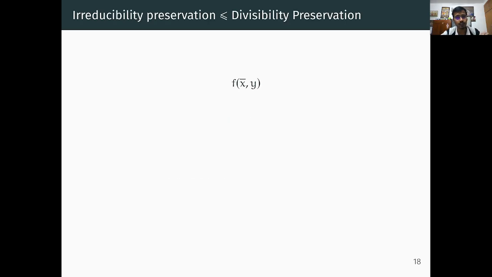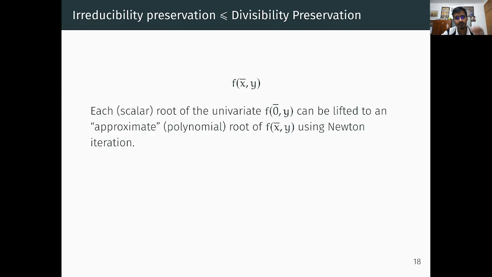So to reduce irreducibility to divisibility, consider the polynomial f with a special variable y. The way usual factorization algorithms work is, after a bunch of cleanup operations, you set the x variables to 0, look at the roots of the univariate f(0, y), and then lift them to approximate roots of the original polynomial using either Hensel lifting or Newton iteration. So what do you have? You have a bunch of approximate polynomial roots for your input polynomial.